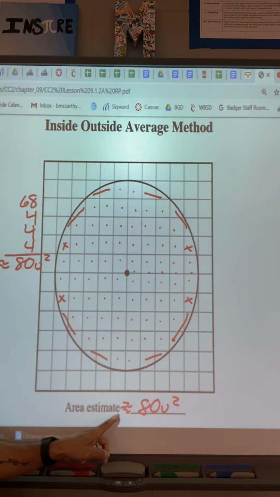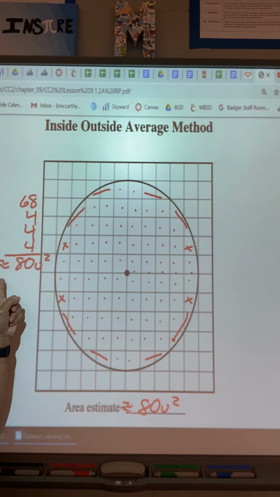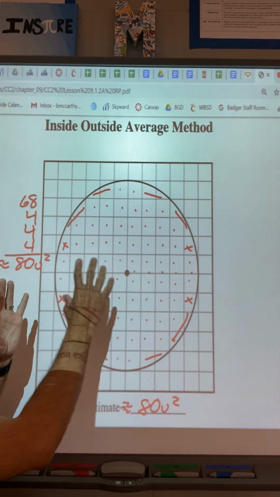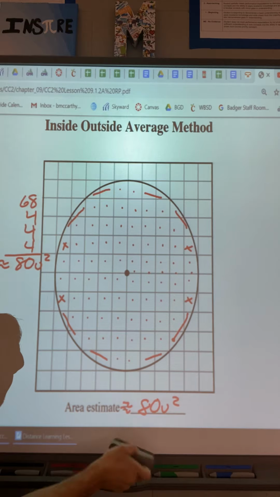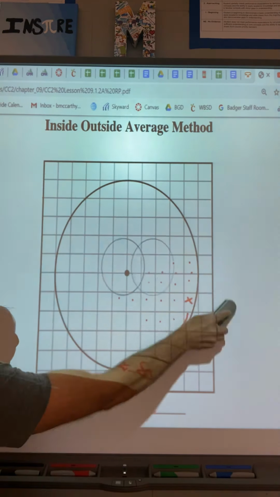That's what those squiggle lines mean, approximate. You should remember that from stuff we've done prior. So hopefully that makes sense. Now that's easy when we have a grid like this, but we don't always have grids like this.